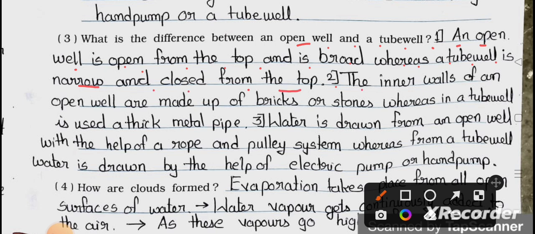Number 2. The inner walls of an open well are made up of the bricks or stones, whereas in a tube well is used a thick metal pipe. Point 3. Water is drawn from an open well with the help of a rope and pulley system, whereas from a tube well, water is drawn by the help of electric pump or hand pump.